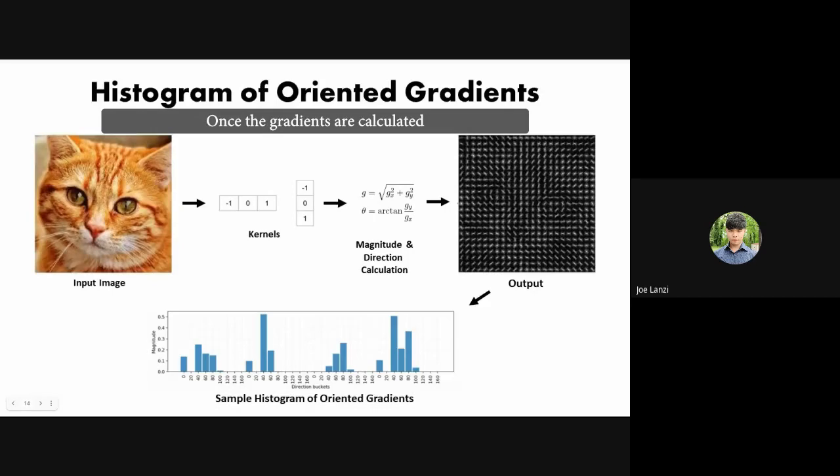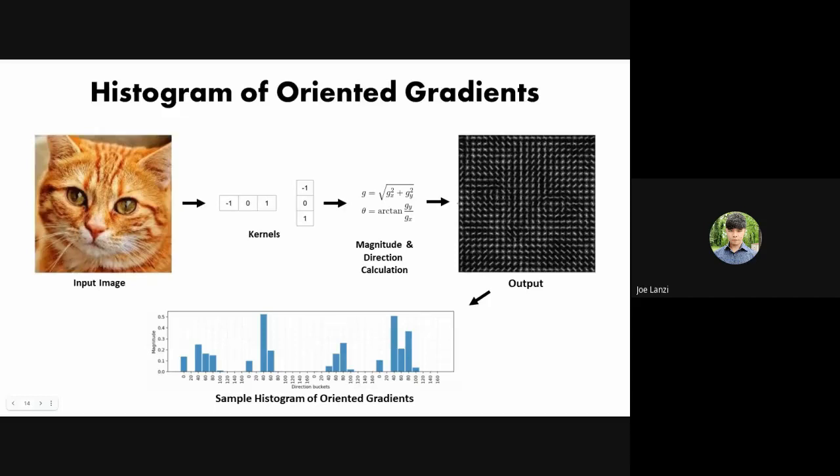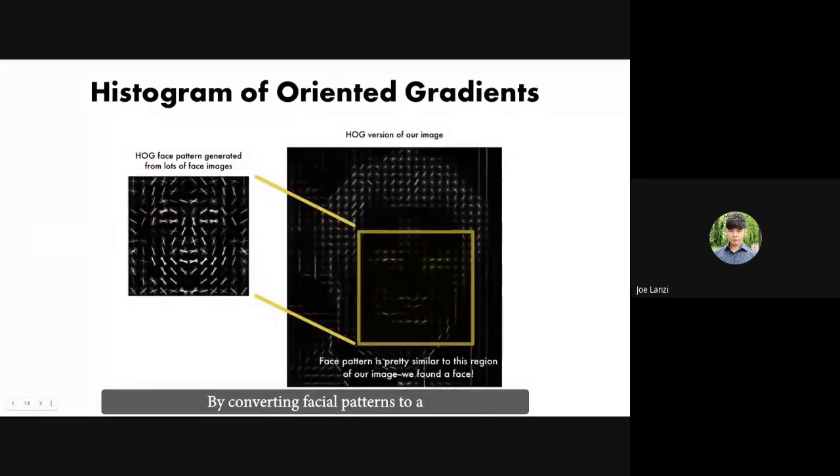Once the gradients are calculated within an image, the gradient magnitude and directions are calculated using the following mathematical formula. The next step is to apply this method to the entire image by dividing the original image into small 8x8 patches, which then returns a 3-dimensional vector feature based on the magnitude and direction values. By converting facial patterns to a real value vector to represent the basic structure of the human face, it can then be used to extract the coordinates of similar vector values within a new image.